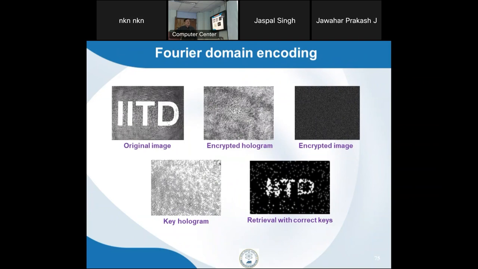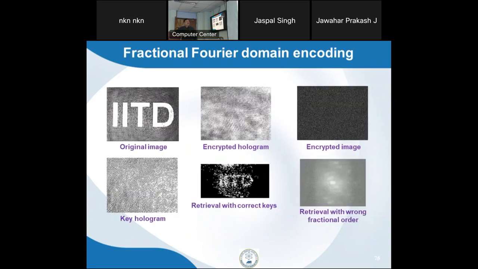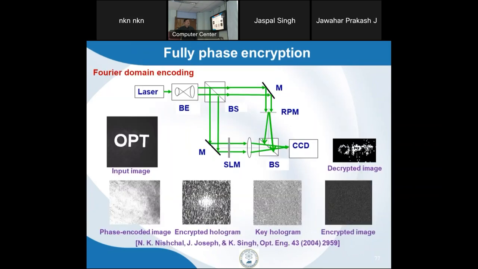And this was the key hologram. You have to combinedly use these three to retrieve this. Keys, these were again in the fractional Fourier domain. These are the different orders what you can see. This was in the Fresnel domain, and this was fully phase encryption. Somebody was asking, you asked about the phase. So here it was the fully phase.